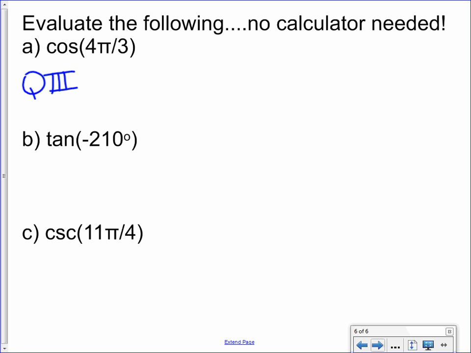What is our coordinate at 4 pi over 3? Okay. Our reference angle would be pi over 3, correct? 60 degrees. So we know it has to be 1/2, radical 3 over 2. Quadrant 3, they're both negative. So what's the cosine of 4 pi over 3? Negative 1/2, because that's the x-coordinate.